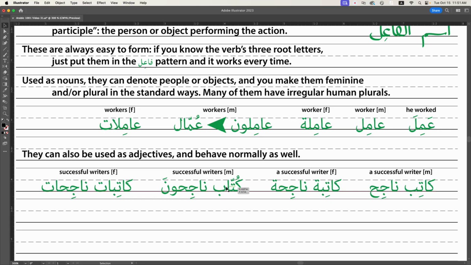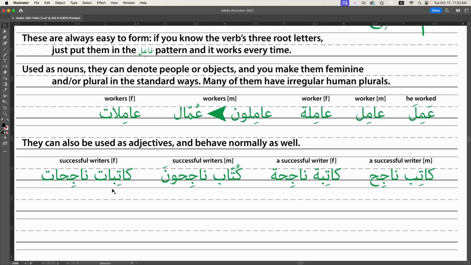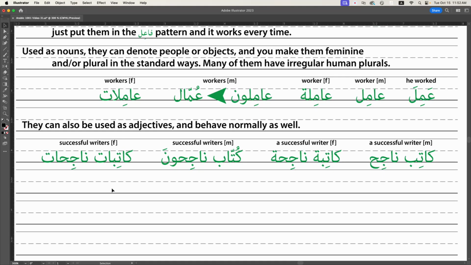And then najih is an adjective, so it's going to behave normally. And you're going to add the human plural ending un on it to make it successful writers, where at least one of them is a man. But if they're all women, we're going to say katibat najihat. The fun thing about human female plurals is that they always rhyme. So most of this is pretty easy.